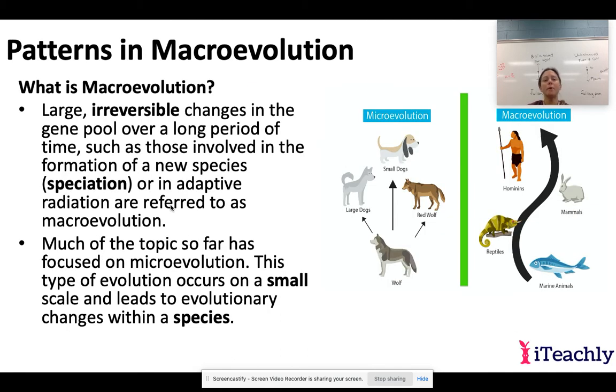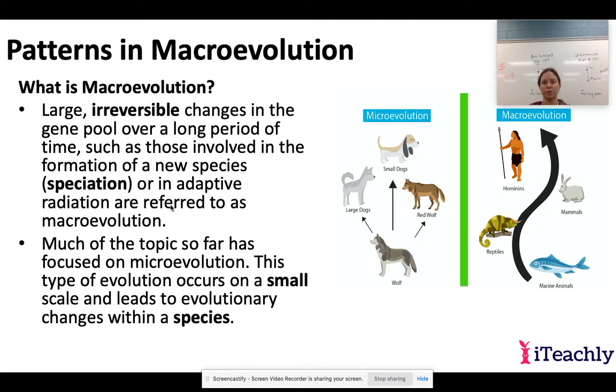So remember, macroevolution is how we change from one species to another. Earlier, we had looked at how we get variations within the species. So now we're looking at how those variations within the species, within the gene pool, lead to macroevolution. How does that lead to speciation? Now, macroevolution is irreversible, right? We can't undo that.